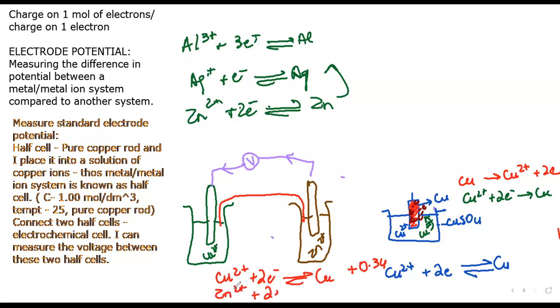The electrode potential for zinc is minus 0.76. So clearly you can see zinc is the one that is more negative and copper is the one that is more positive. What does that tell us? That tells us that it is easier to reduce copper as compared to zinc. Zinc ions are more difficult to reduce compared to copper ions, right?